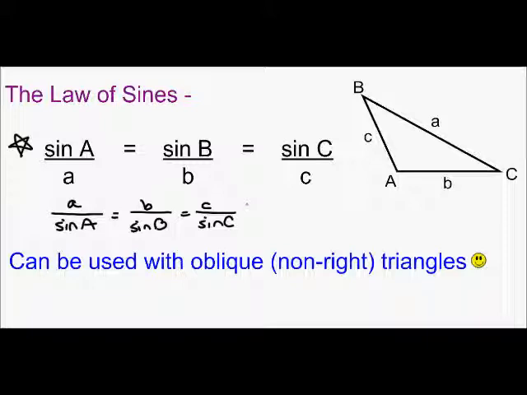What's awesome about the law of sines is that it can be used with oblique triangles. Oblique triangles are triangles that are not right triangles. So before with SOHCAHTOA, you could only use those with right triangles, but you're not always going to have a right triangle. So when you can't use SOHCAHTOA, you can use the law of sines.